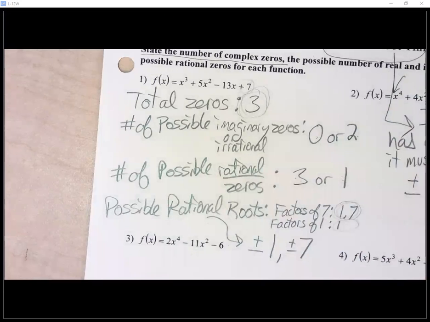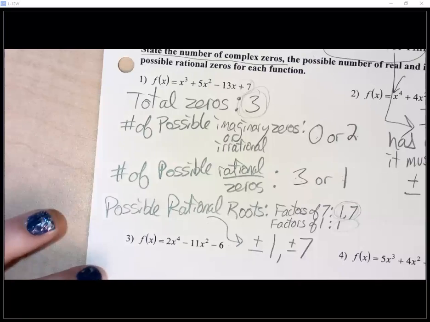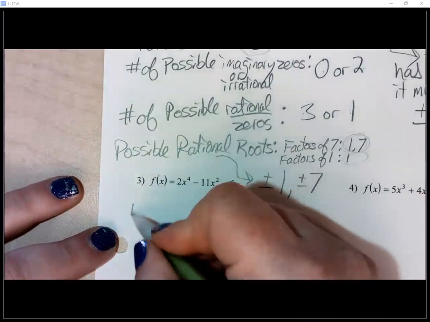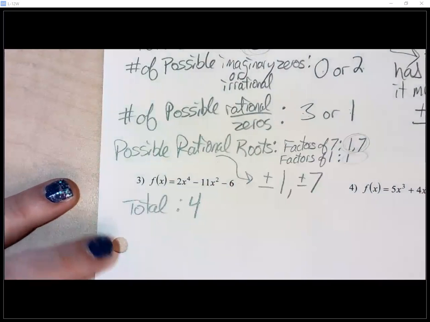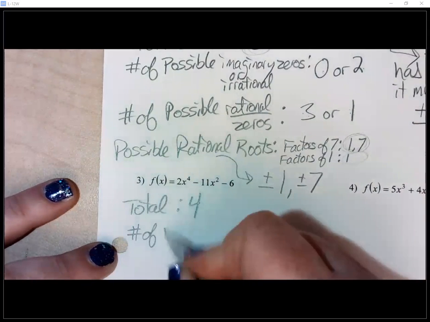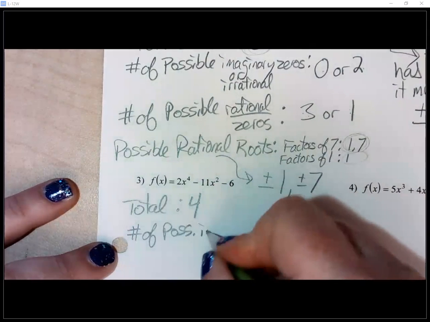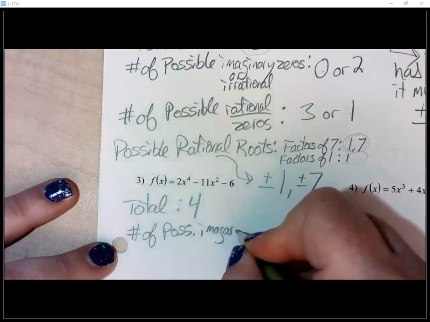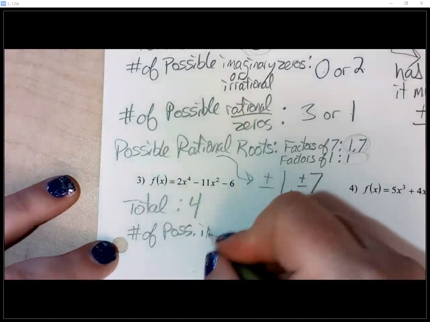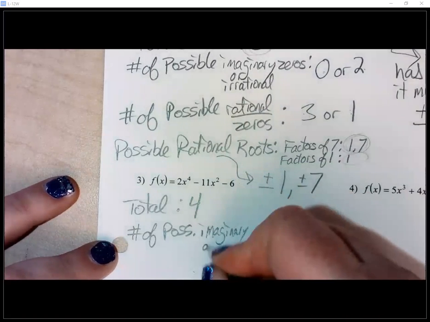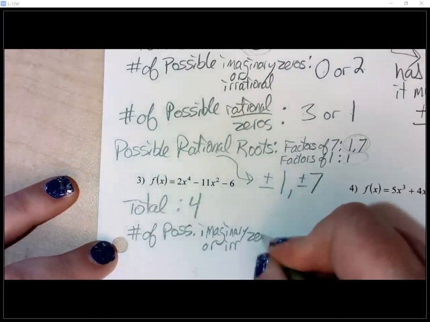Let's try number 3, because this one's a little bit more interesting. So how many total zeros am I going to have? 4, right? Because that's just the degree. Total zeros is going to be 4. Okay, so my number of possible imaginary, or irrational zeros. Okay, let's try this.